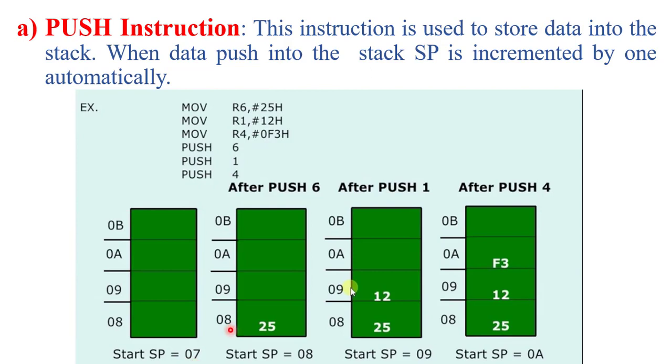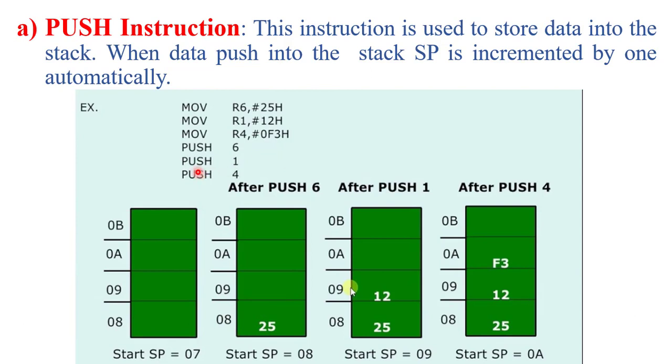This means that the RAM location 08H is the first location which is used to store data in the stack. When the first instruction is executed, that is PUSH 6, this instruction tells that push the content of R6 register into the stack, and R6 register contains 25H. So after executing this instruction, 25H is stored in the 08H stack location.